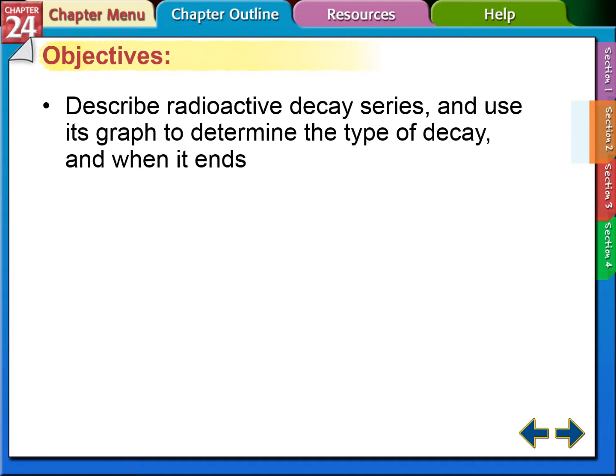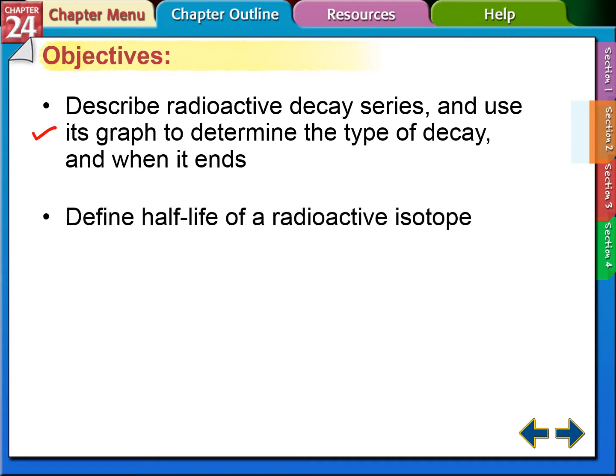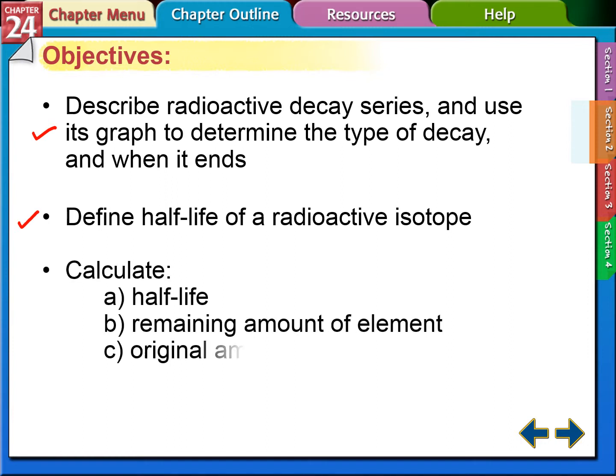For this tutorial, I'm going to cover the following objectives. First, describe radioactive decay series and use this graph to determine the type of decay and when it ends. Next, define half-life of a radioactive isotope and calculate the half-life, remaining amount of an element, and the original amount of a radioactive element.